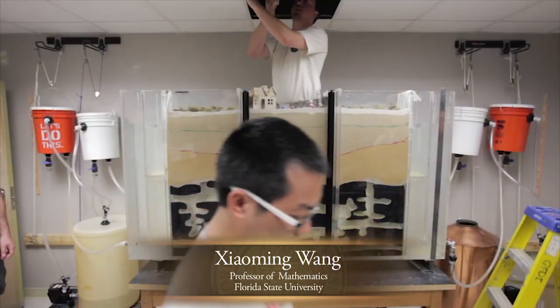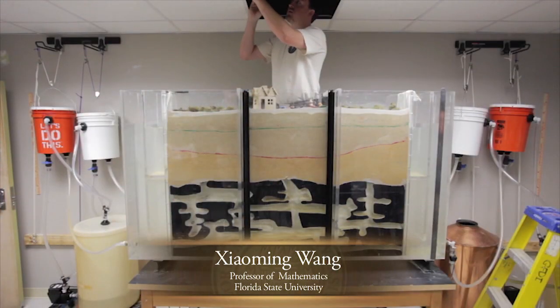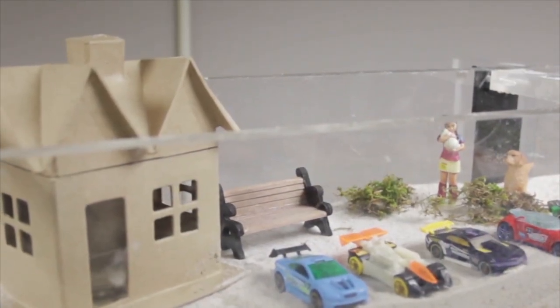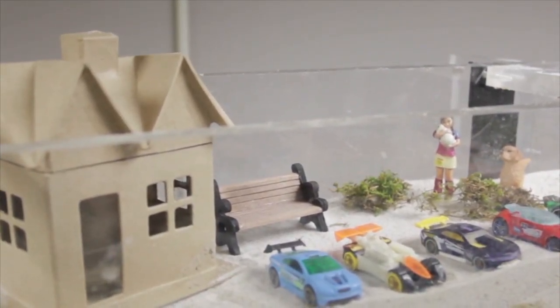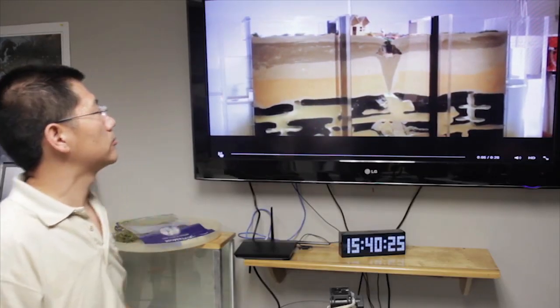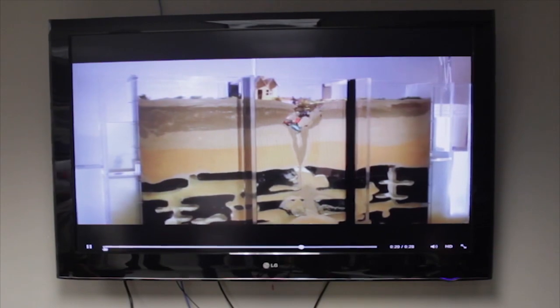This model, as you can see, can be only this big, maybe twice as big at most. The field is much, much bigger. Therefore, you have to do mathematics and build models to help us predict what will happen in the field. It's really difficult to predict a sinkhole, when and where and how.